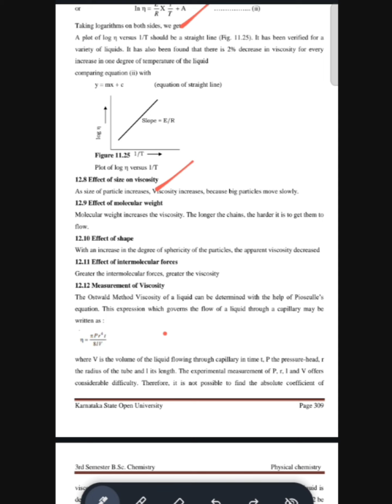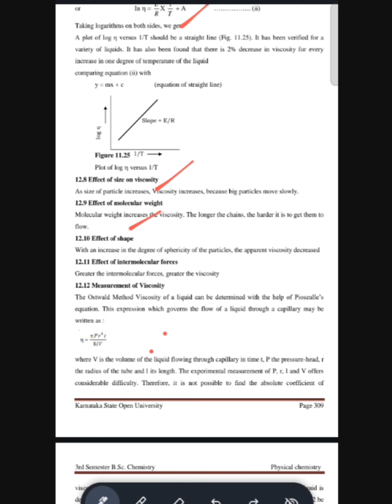Next is the effect of molecular weight. As molecular weight increases, the viscosity increases. The longer the chains, the harder it is to get them to flow. So as molecular weight increases, the viscosity will also increase, and the flow will be less.